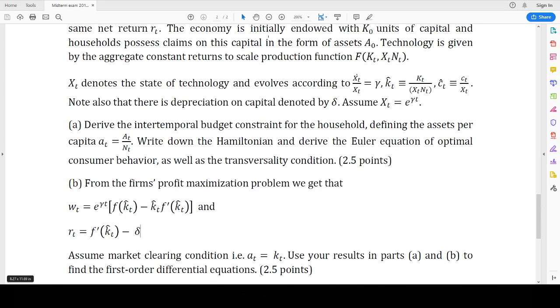Hello everybody, in this video we're going to start part B. Actually, we're going to do a side problem. You look at part B, it says from the firm's profit maximization problem, and then we're given the answers.